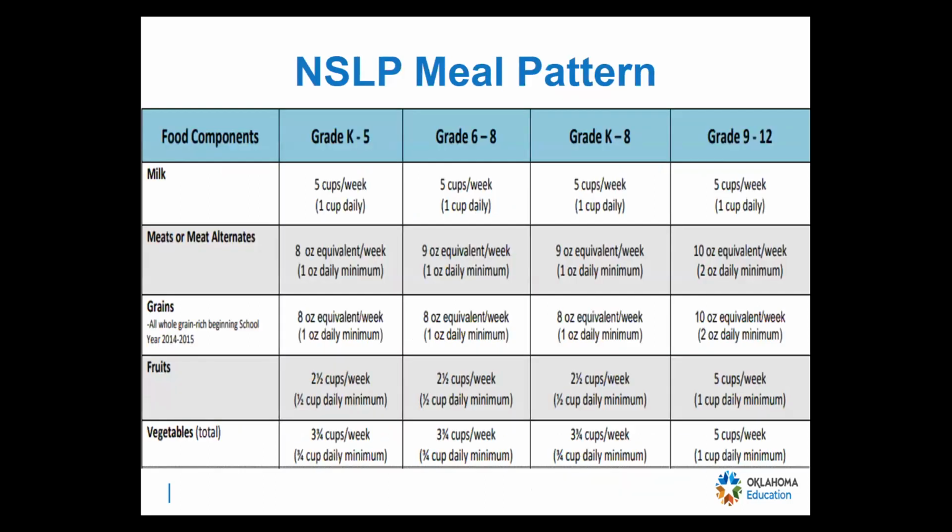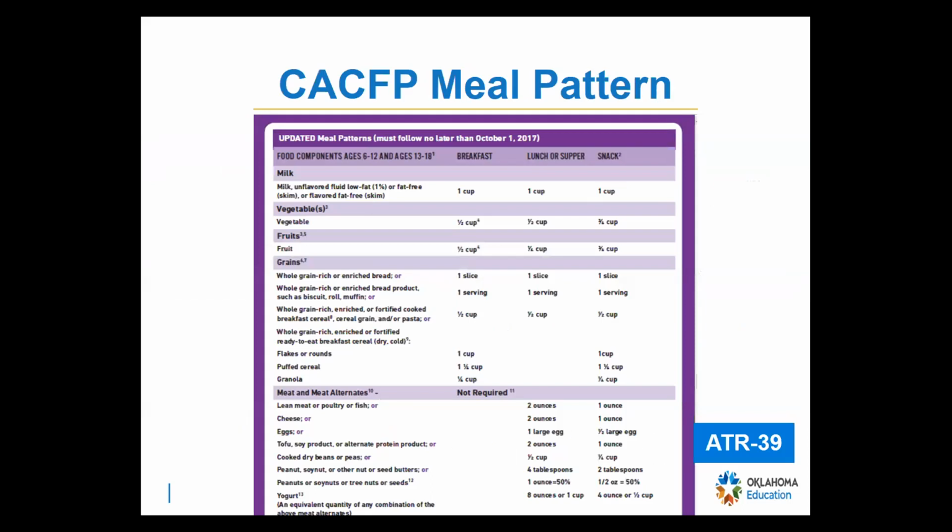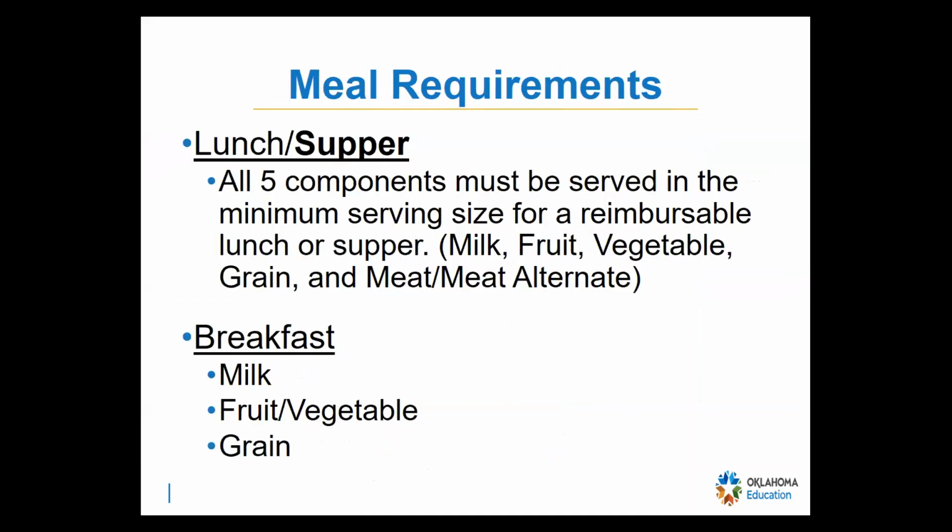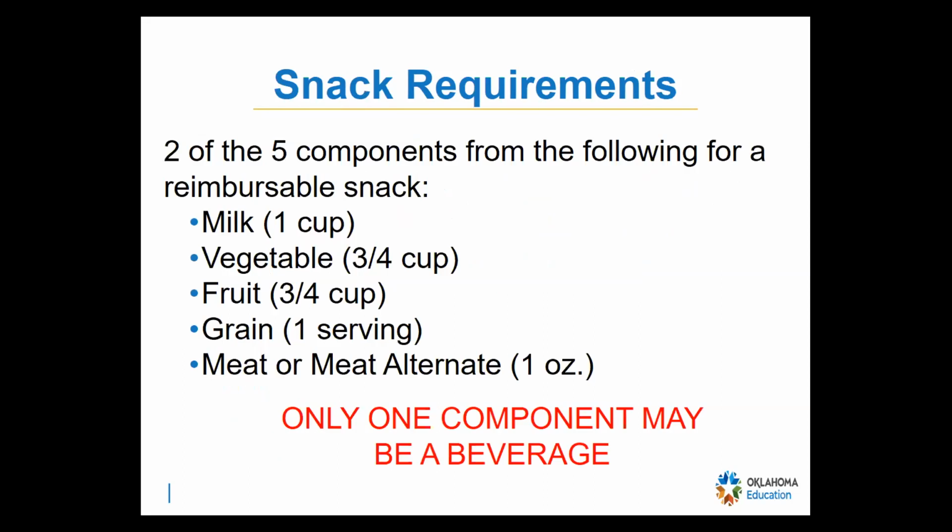So again, this is an example of the NSLP meal pattern. This is the school lunch meal pattern. They both require, for the main meal, the lunch or supper, the 5 components. It's just, again, some things are allowable, some things are not. This is an example of the CACFP meal patterns. But again, both require all 5 components. The serving sizes might be a tad bit different, but at lunch or supper, you have to serve all 5 components, which is the milk, fruit, vegetable, grain, and meat alternate. At breakfast, it's 3 for both: milk, fruit or vegetable, and a grain. And then at snack, it's 2 of the 5.